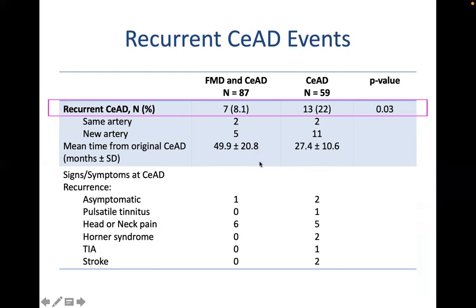In terms of the time from the original cervical artery dissection event, for cervical artery dissection patients alone, this happened much sooner at about 27 months compared to 49.9 months in patients with FMD and cervical artery dissection. And the majority of these patients had symptoms. So very few were asymptomatic and detected on follow-up imaging. The majority presented with pain or stroke or stroke-like symptoms.